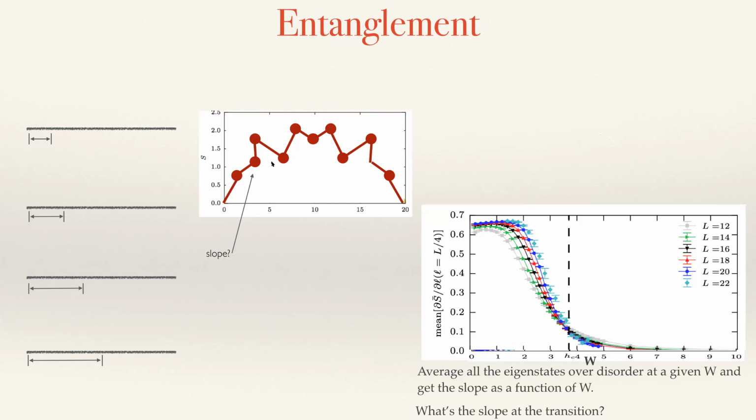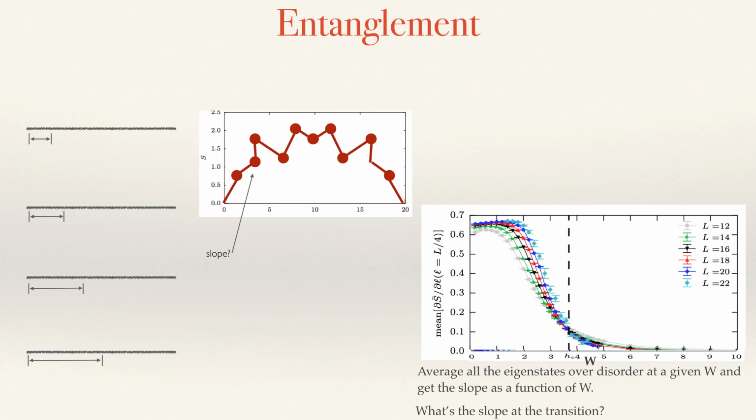So here's some data up to 22 sites. And this is disorder W versus the slope at, say, L/4. And you can stare at this and you can ask, okay, it goes from something close to log 2, that's the volume law phase, to something close to 0. And now you just want to answer the question, what is the slope at the transition?